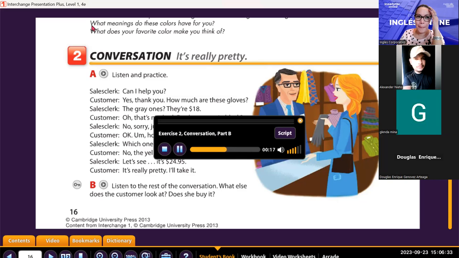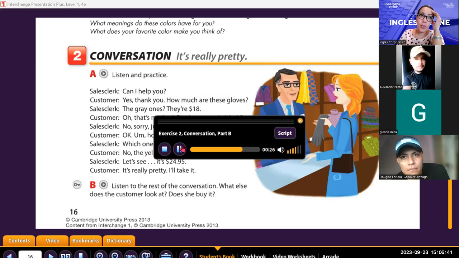Oh, yeah? I need a new hat. They're on sale today only. Oh, they are nice. This red one is pretty. How much is it? It's $26.50. I don't think so. Thanks anyway.